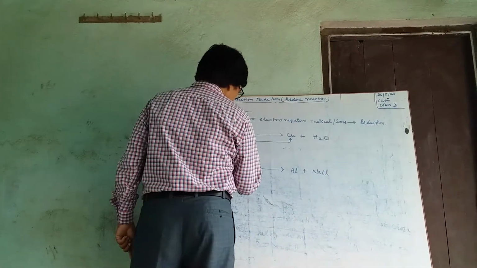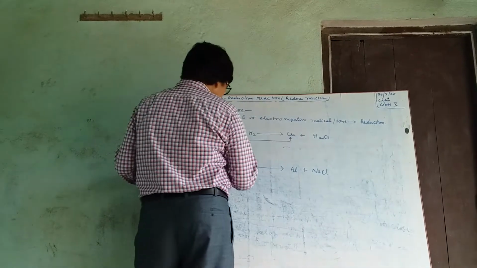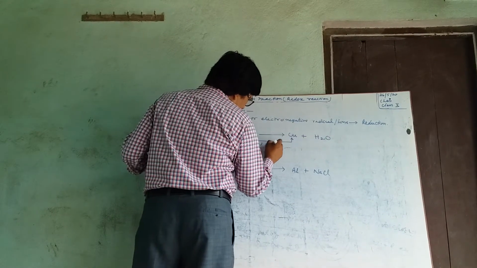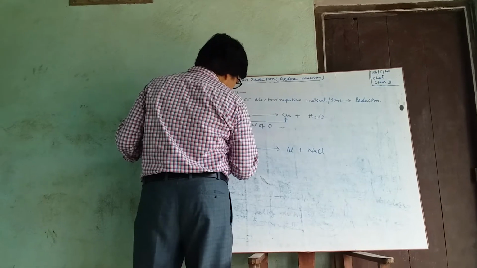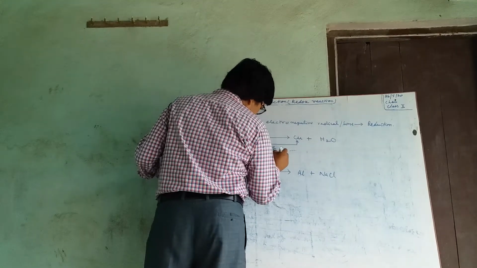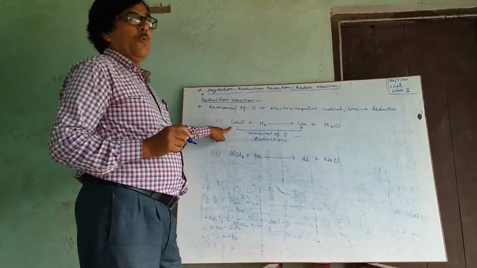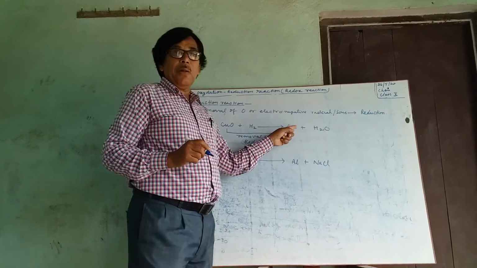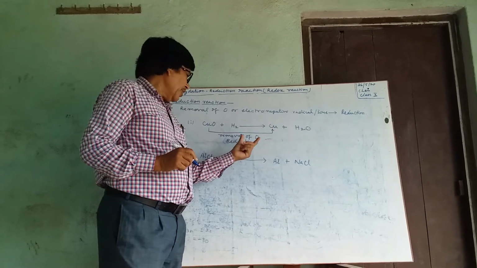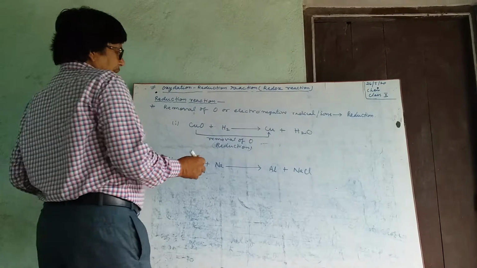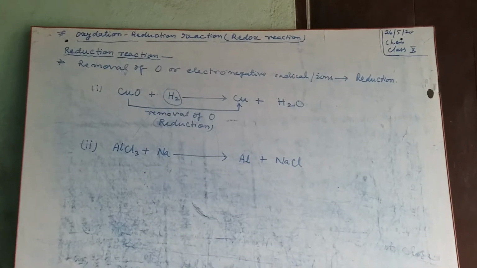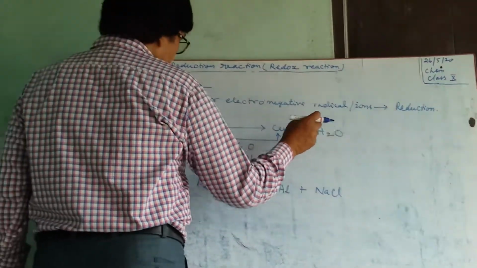Copper is separated, which means removal of O is reduction. Here CuO, copper oxide, is reduced to copper metal. Thus removal of oxygen is reduction. Here hydrogen is the reducing agent, which itself is oxidized to H2O.